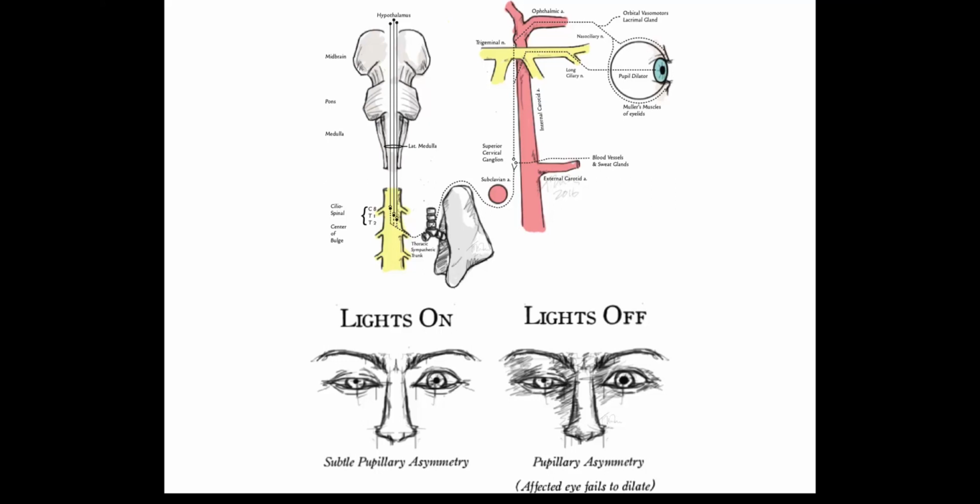Now, this is a very high-yield board question, and I don't like to throw that out easily, but it is truly a favorite board question, and that is they will give you a smoker who has a Horner syndrome. And what they're looking for there is a cancer at the apex of the lung. So lung cancer here can give you a Horner syndrome, and in the neuroscience course we'll talk about many other causes of Horner syndrome, but that's the high-yield board question.